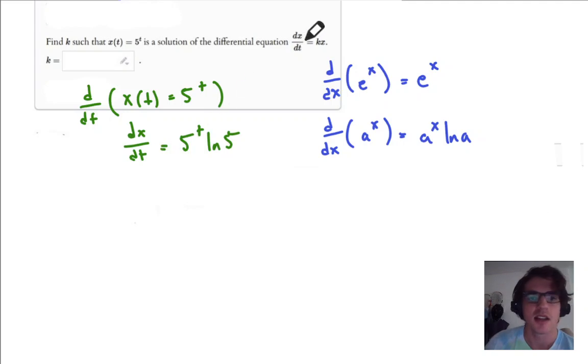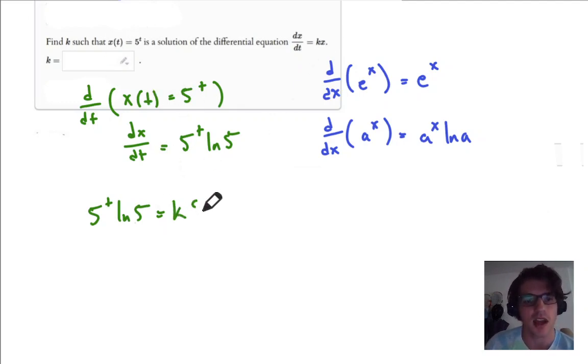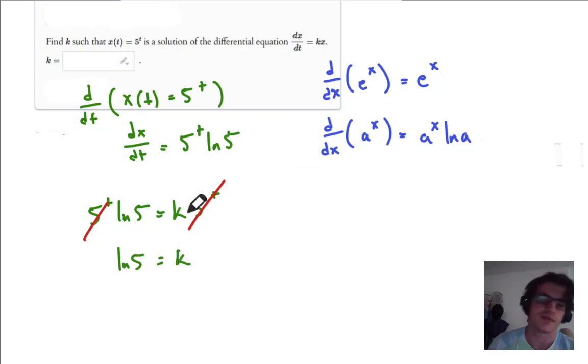So dx/dt is 5 to the t ln 5, and kx, where x was 5 to the t, is k times 5 to the t. Get rid of our 5 to the t's, and we have ln 5 equals k. So ln 5 is our answer.